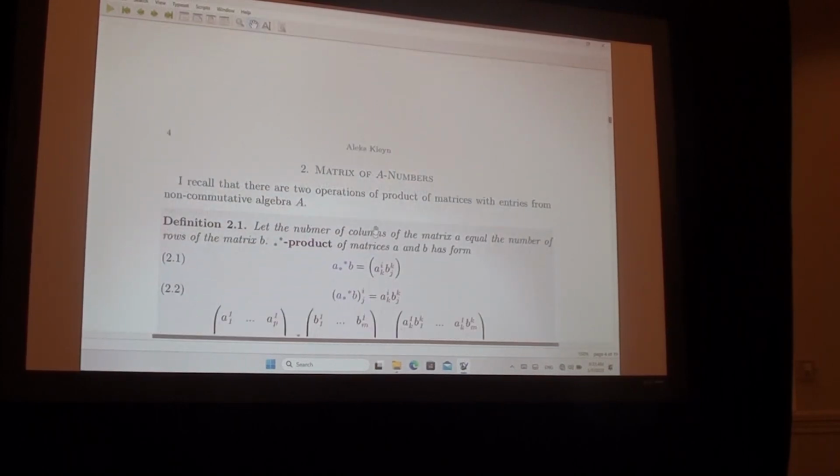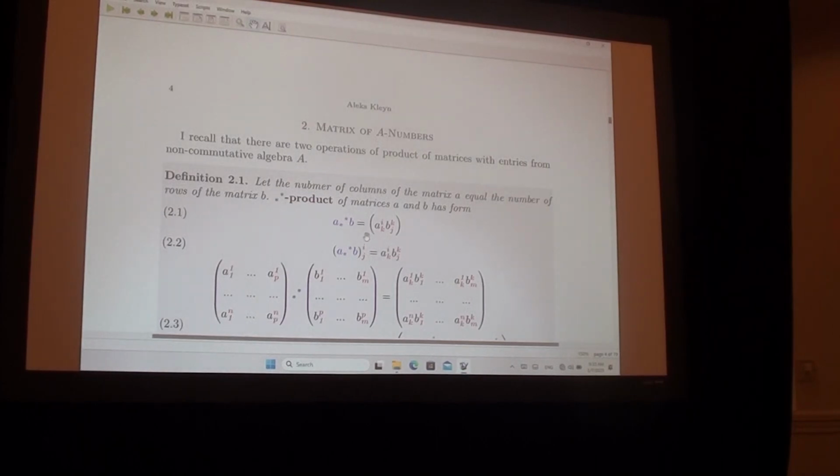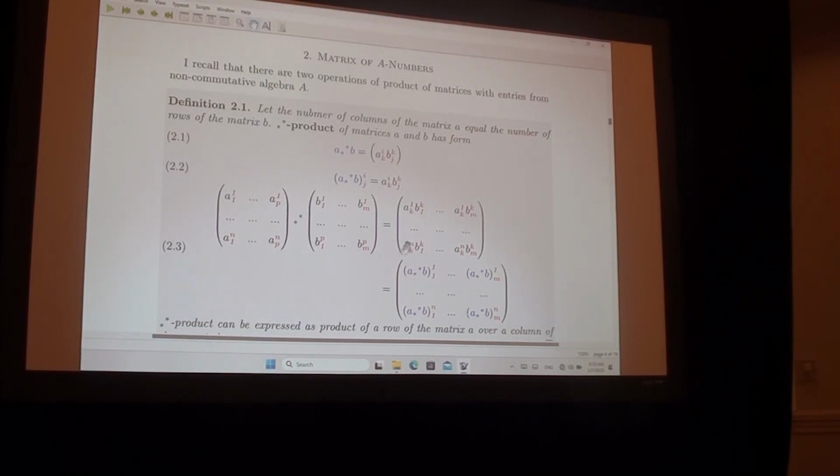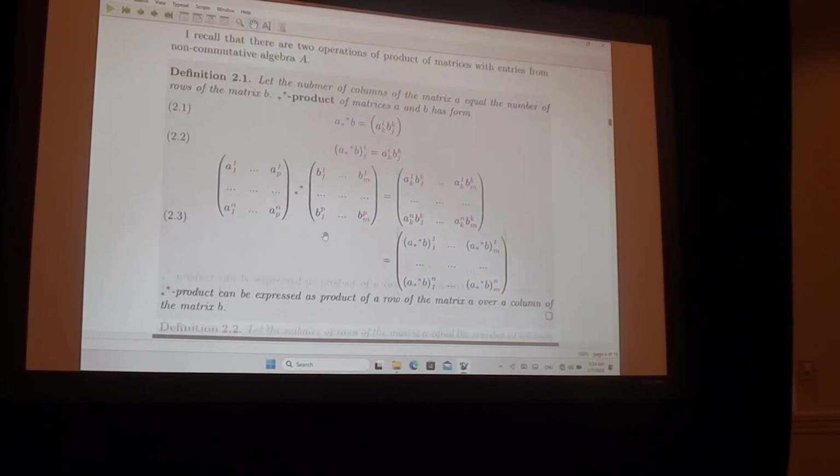Now we consider the matrix of A numbers. I recall that there are two operations of products of matrices over algebra A. Let the number of columns of matrix A equal the number of rows of the matrix B. Row-column product or RC product of matrices A and B has form 2.2. Here there is summation over index K. RC product can be expressed as product of row of matrix A and column of matrix B. This corresponds to the standard product in commutative algebra.